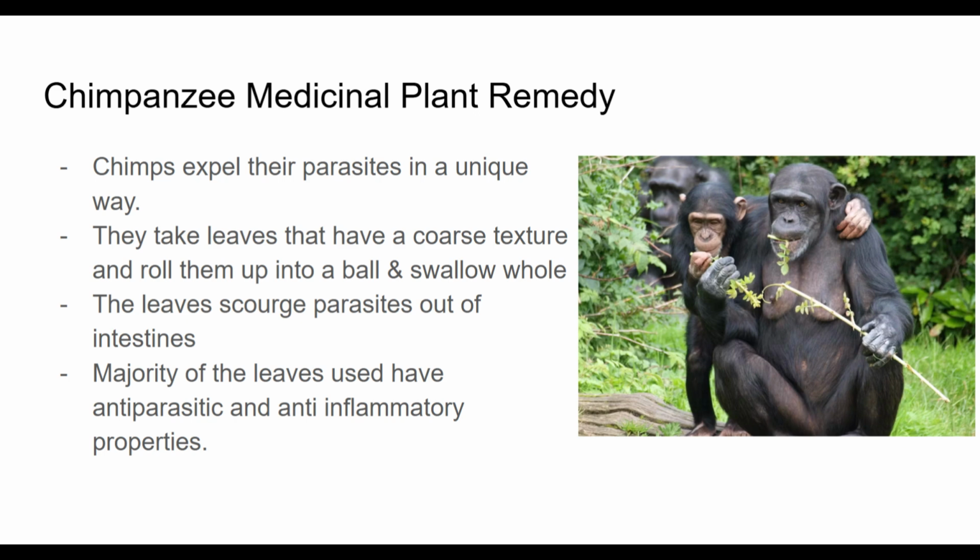These next couple slides will have more learned behavior examples of zoopharmacognosy. Chimpanzees use medicinal plants in a unique way to expel their parasites. They take leaves with a coarse sandpaper-like texture and roll them up into a ball. They then swallow these leaves whole, and it's able to scrape out the parasites in their intestines. Different populations use different leaves, however, most seem to have anti-parasitic and anti-inflammatory properties that may help internally heal them as well.